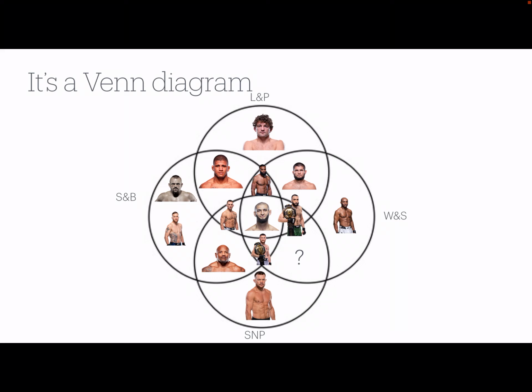But now let's go into the actual Venn diagram here so it can kind of better illustrate why I'm calling it the wrestling Venn diagram, right? You have some fighters like Ben Askren who might be pure lay and pray. You have some fighters like Khabib that combine lay and pray and wall stall.